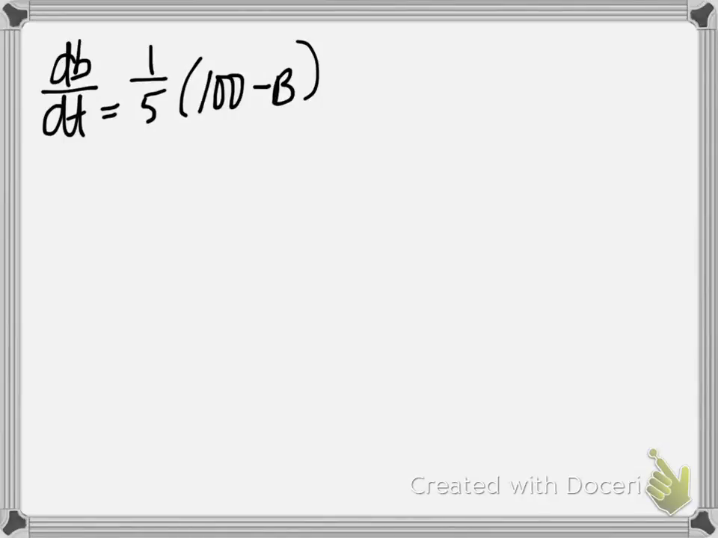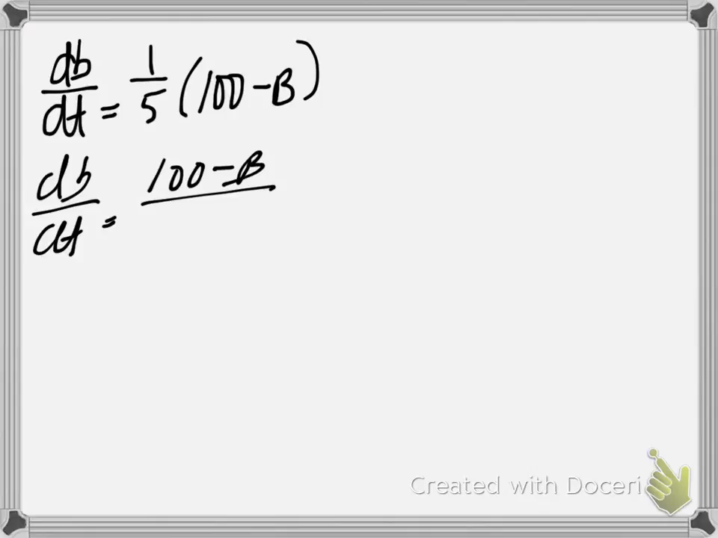Okay, so this is part C of the baby bird problem. It said use separation of variables to solve for the original function, and you were given this as the derivative. So I would recommend that you rewrite it like this, because you know you have to cross multiply, so that's going to make it a lot easier. So if I cross multiply, I get this.